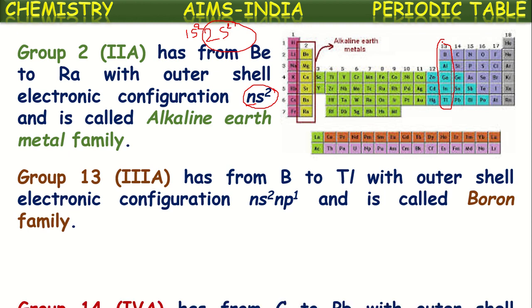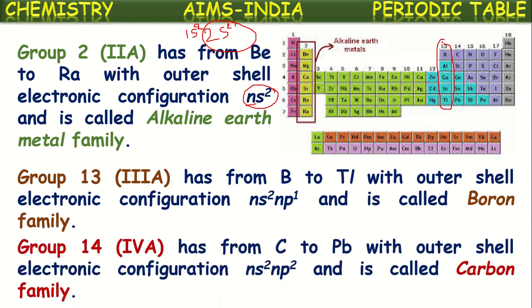In the same way, the next group, the 14th column or 14th group elements, is also considered the 4th A group. What are those? Carbon, silicon, germanium, tin and lead, isn't it? These elements have the outer shell configuration ns2 np2, and they are called the carbon family, after the starting element. The 13th group is the boron family and the 14th group is the carbon family.